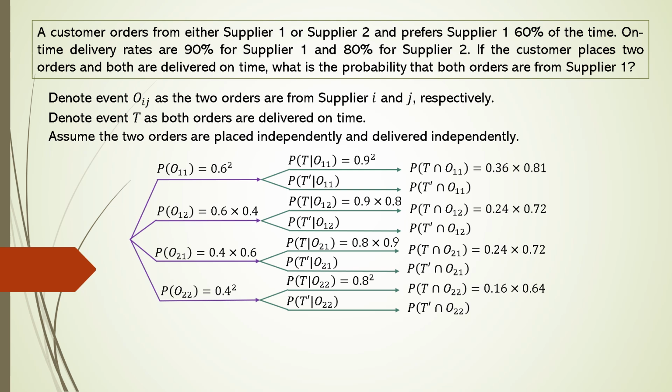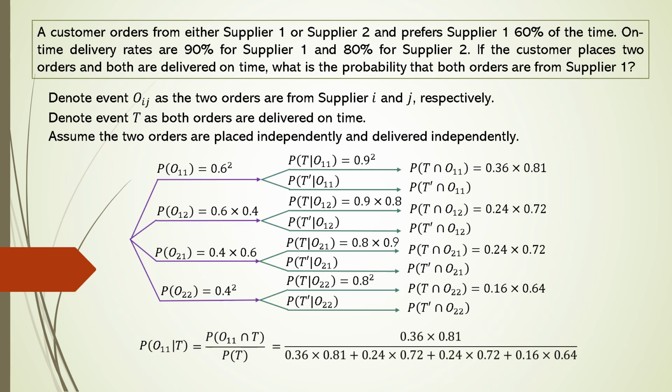From this tree, we set up the probability to answer the question. If the two orders are both on time, so that's the condition. Given T, so both orders are delivered on time, what's the probability that both are from supplier 1? Now, based on what we've defined for the events, we wrote the probability like this. Obviously, a conditional probability. You write it out using this ratio. Where to find this O11 intersect T? It's directly on the tree, the very first outcome.